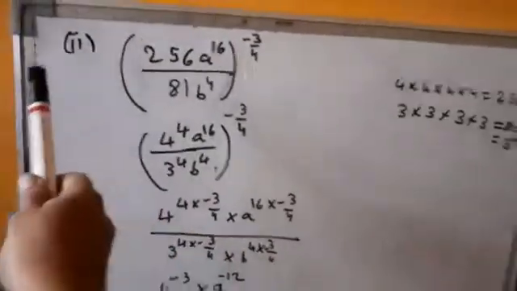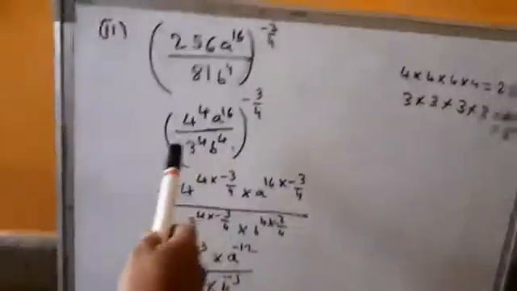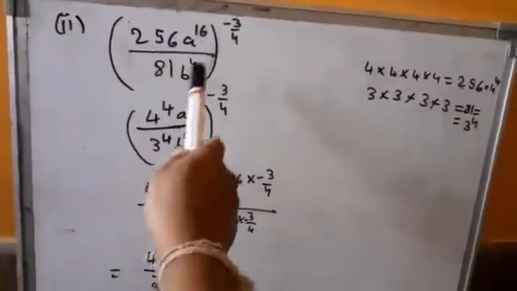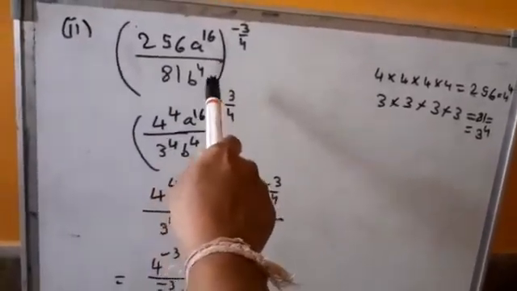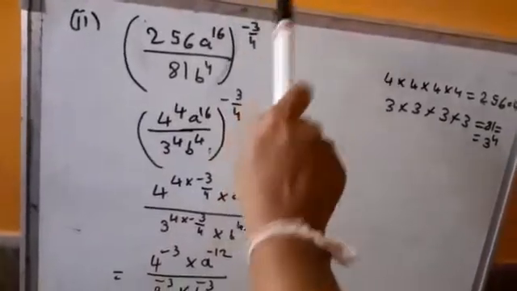Next, second one. See here, 256 into a to the power of 16 divided by 81 into b to the power of 4, whole to the power of minus 3 by 4.